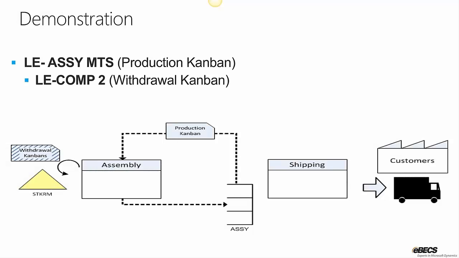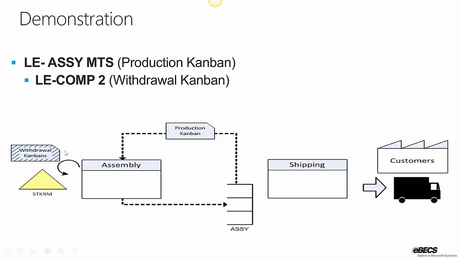So, hope everyone can see my screen because we're about to go through a demonstration in AX. We've got a simple part number, LE assembly make to stock, which we're going to make. We're going to make it using a production Kanban. Then we have a component called LE component 2, which we're going to pull to the line side assembly to take that material and turn it into our finished good.